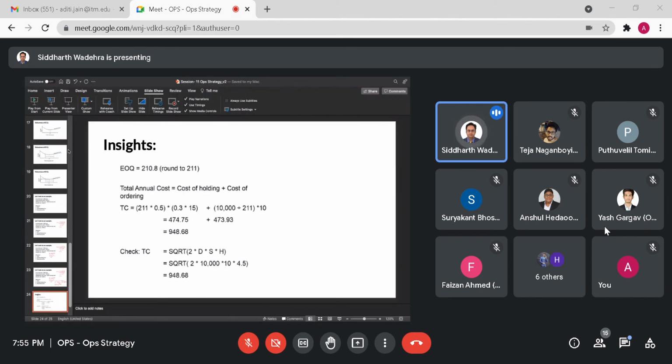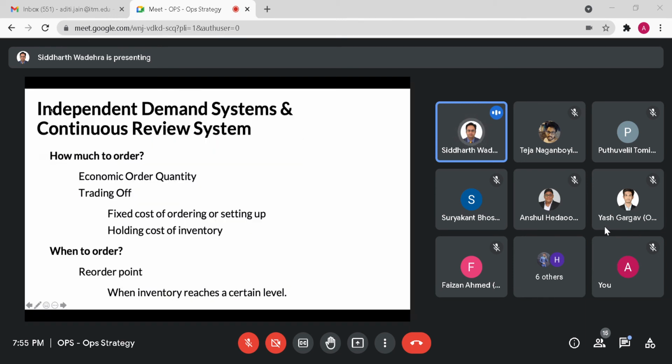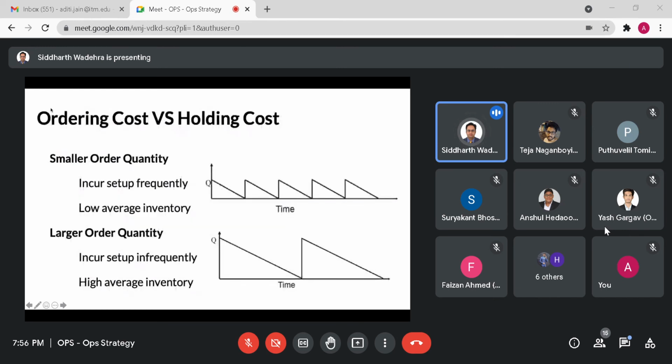Just to put things into perspective, when we are talking about inventory from an operation strategy perspective, we are really looking at understanding two key concepts: how much you need to order and when you need to order. These are important because you will need to optimize the costs of your inventory management and inventory holding. From an operation strategy perspective, both of these aspects become important, and it's really a trade-off that we have to understand.